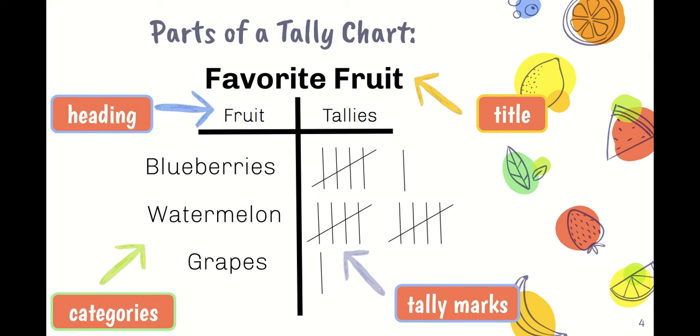So here are the different parts of a tally chart. We first have the title, which is called favorite fruit. That tells me this chart is about people's favorite fruit. Pretty simple. The heading shows us the two different types of pieces that we have here on our chart. We have the name of the fruits and the different tallies. So I know that this column right here is the different fruit. These are the tallies, right? Categories are the different categories that people voted on. So blueberries, watermelon, and grapes are all different categories. And then, of course, we have our tally marks that show the different votes.